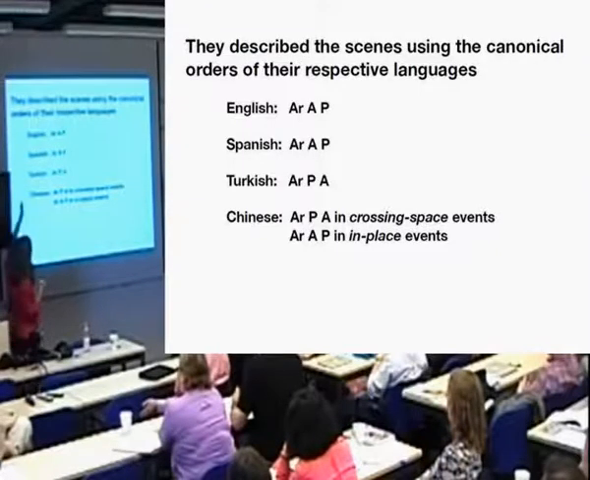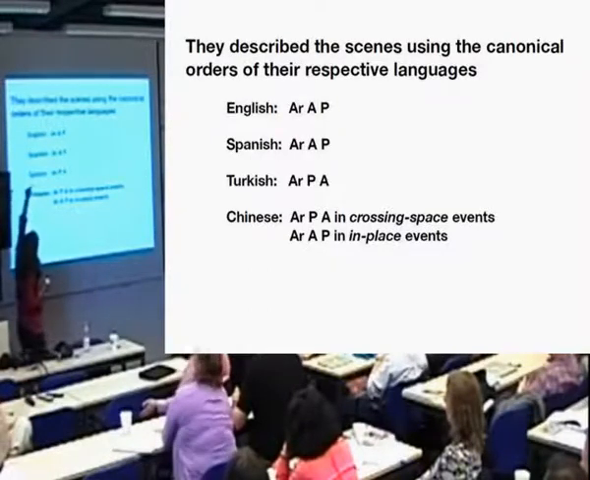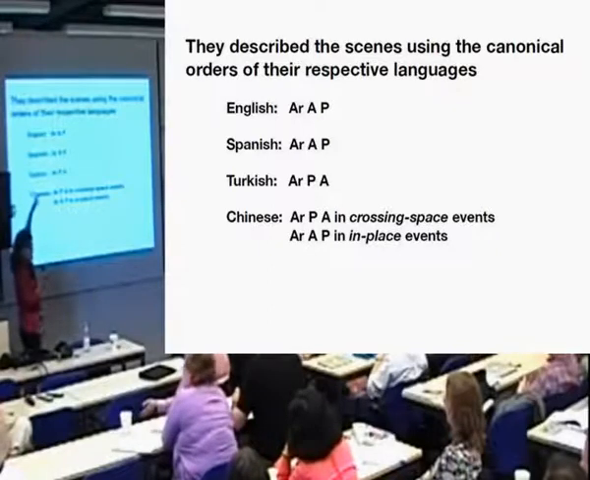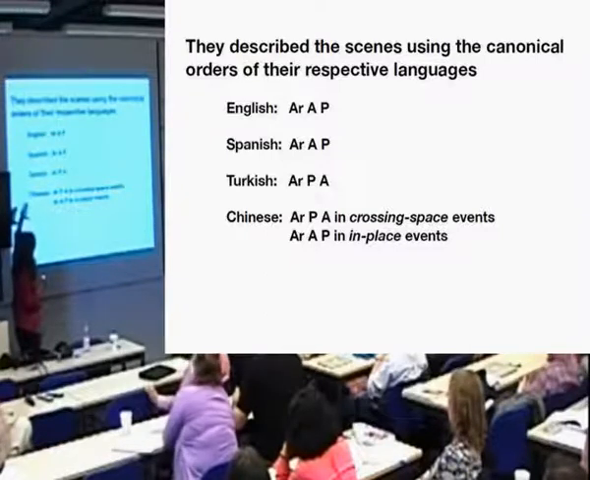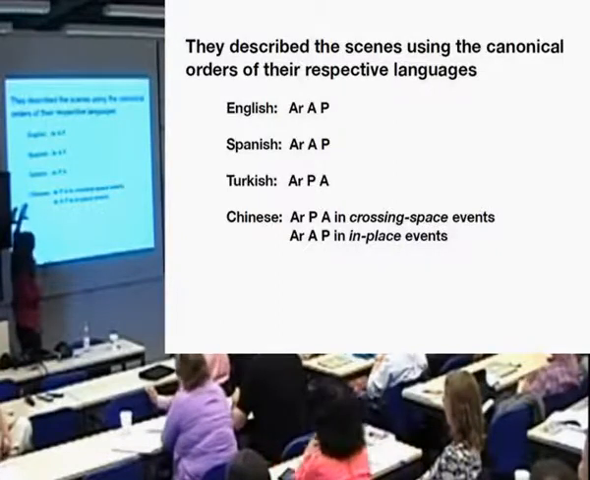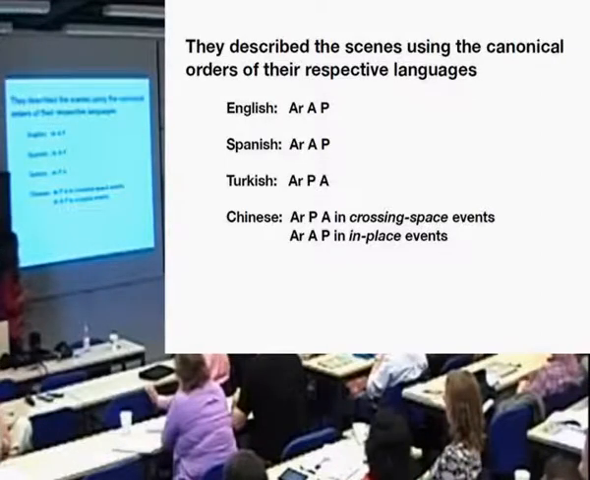And when they describe the scenes using language, they of course use their language. The English speakers use actor, act, patient, essentially SVO, Spanish speakers the same, Turkish order is SOV, actually. And Chinese seems to, at least in our subjects, be split. Some people say Chinese is SVO right now. It's sort of some for crossing space events with one order, and in place events with another. So that's what their speech looked like.